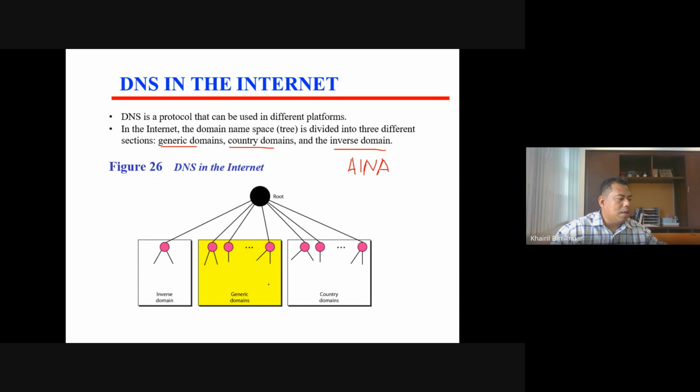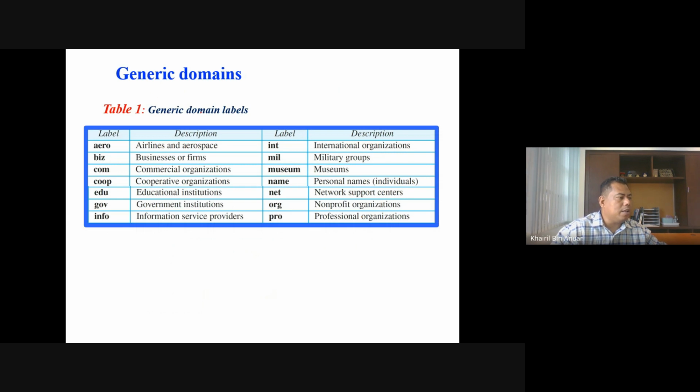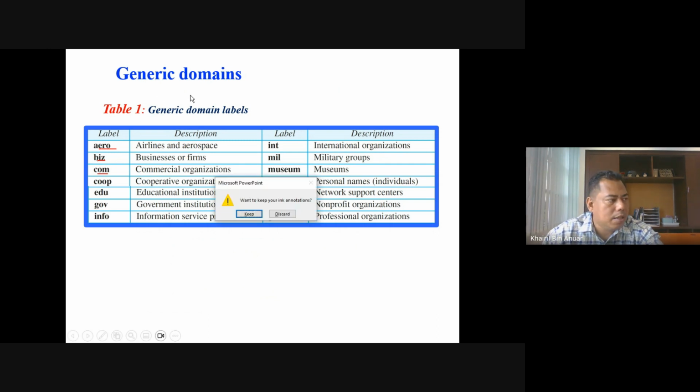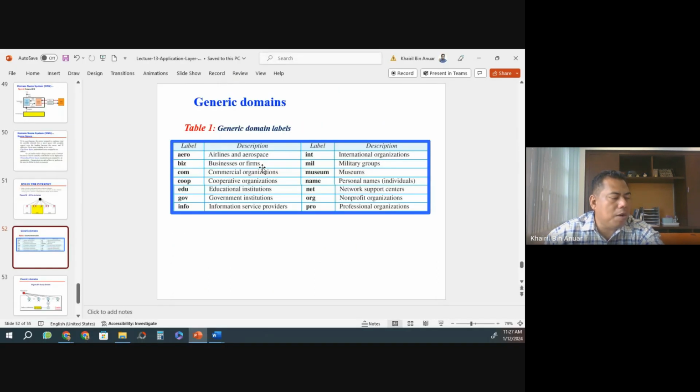Basically the generic domain is .com, perhaps .info and so forth. The country domain is when you have .edu, .my, .us and so forth. So those are the different domains. For the generic names, you can have .net, .com, .biz, .aero and so forth. But you can also see that now you have more than what we have right here.